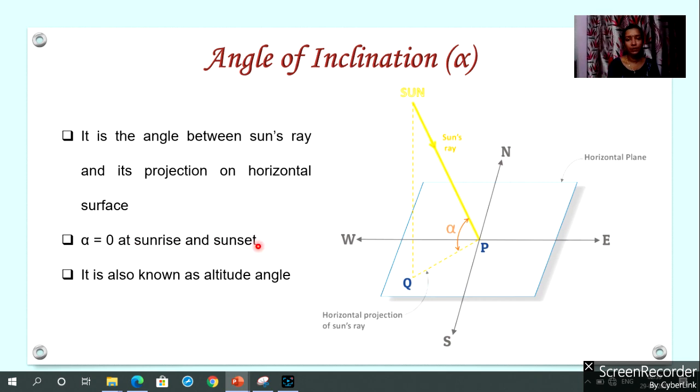at sunset. We know during sunrise the sun will be located in the east direction and the sun's ray will be parallel to this line, so alpha will be 0. And during sunset also, sun's rays will be parallel to this line and alpha will be 0. So alpha, the angle of inclination, is 0 at sunrise and at sunset. This angle of inclination is also known as altitude angle.